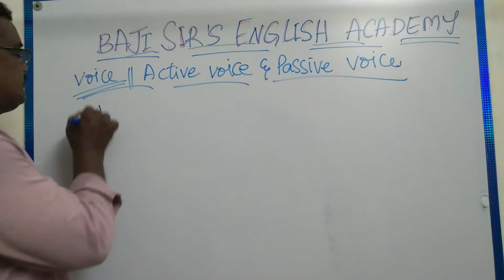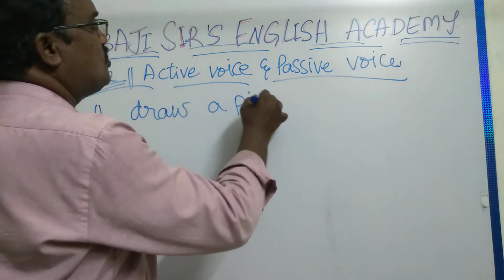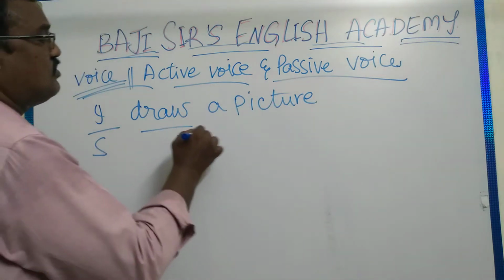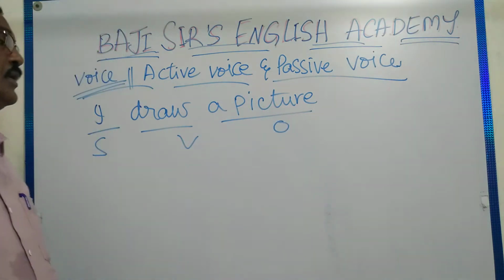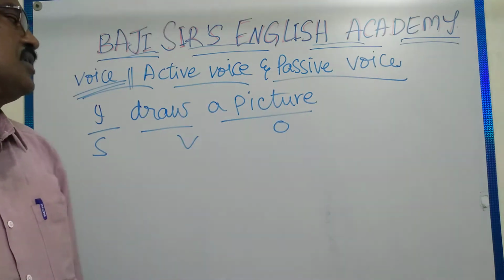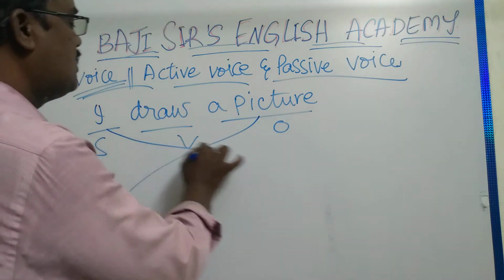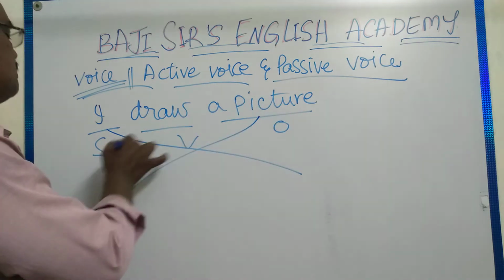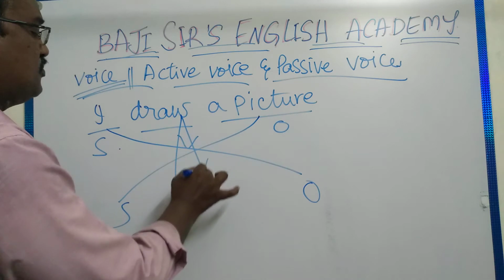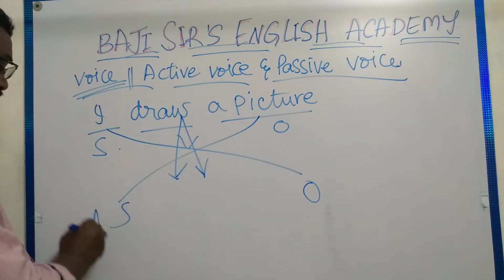Now see here, I draw a picture. Here, I is the subject, this is the verb, this is the object. Here the subject does something: I draw a picture. Now, if you want to write the passive voice, the object will become the subject, the subject will become the object, and the verb we have to divide into two forms. This is the function we have to understand. Here, a picture.